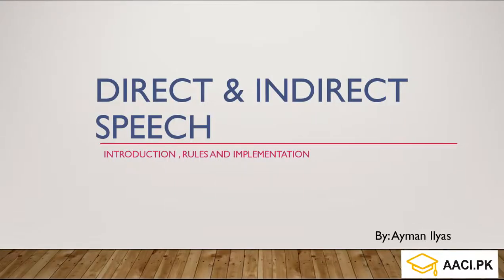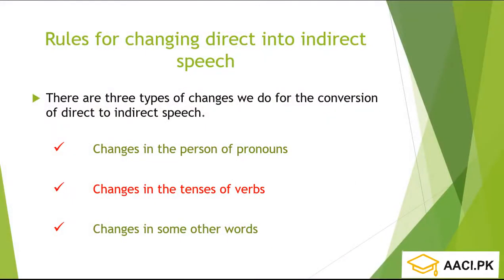In this video, you will learn about the second rule of changing direct into indirect speech. What is the second rule of direct and indirect speech? It is changes in the tenses of verbs. If you have knowledge of the tenses of verbs, then it will be very easy for you to change the tenses of verbs. So let's start.